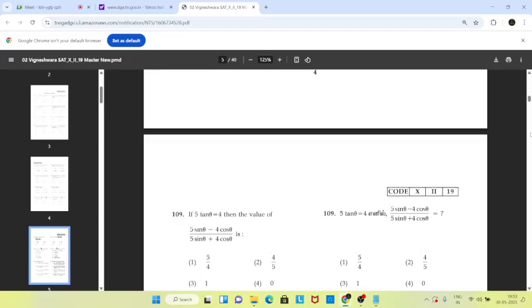If 5 tan theta is equal to 4, then find the value of the expression.